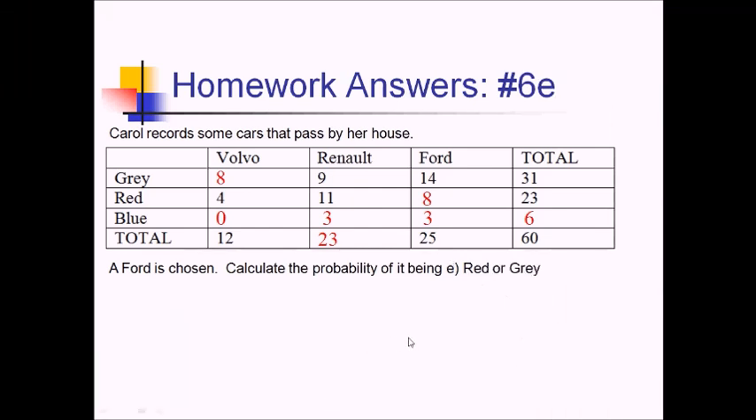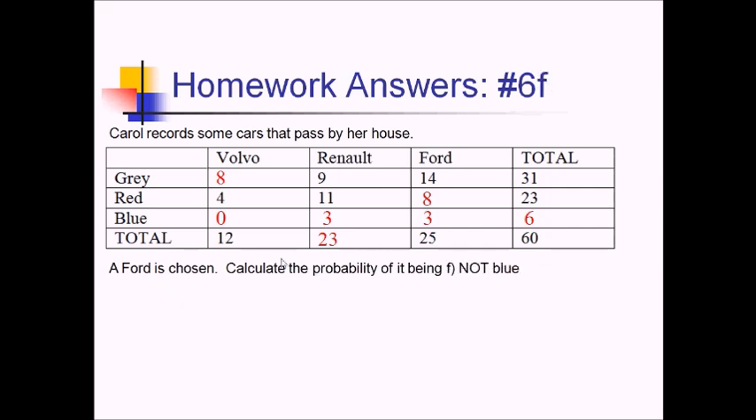For part E, a Ford is chosen, so that means the Ford total, 25, is our denominator. Calculate the probability of it being red or gray. So in other words, not blue. So we've got 14 plus 8 over 25 for our probability of red or gray given Ford. And actually, we already calculated the probability of it being blue on part D. We saw that it was 0.12, so this is just going to come out to 0.88 then, but you can confirm it on the calculator if you want.